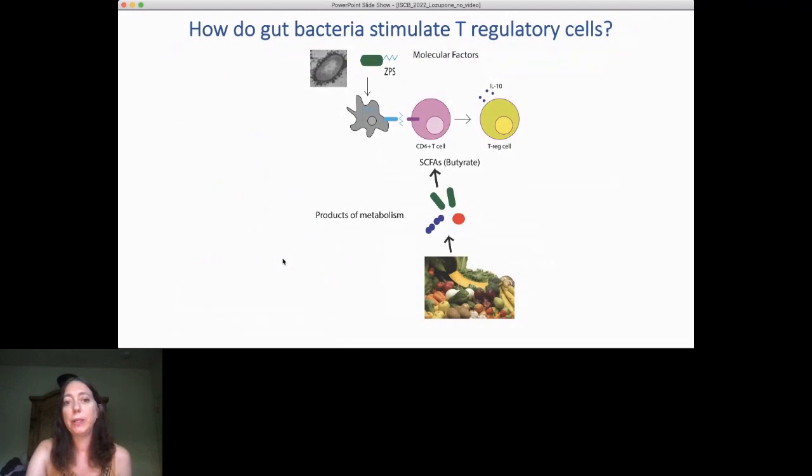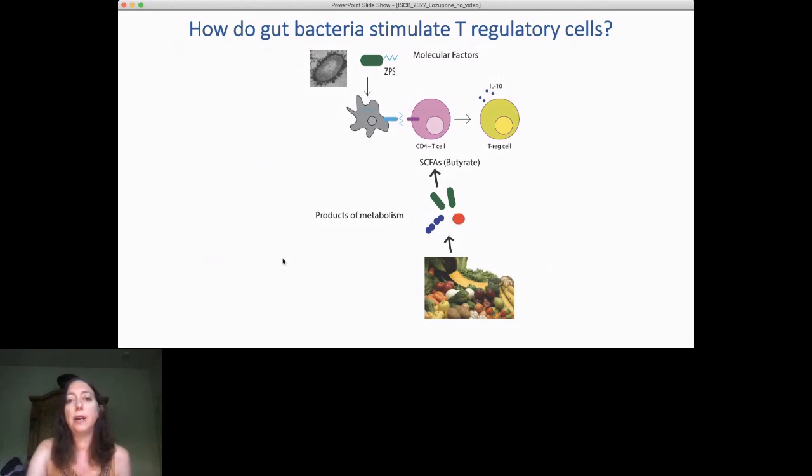Within these systems, we really want to understand how gut bacteria influence key immune cell populations. One key immune cell population we're interested in are T regulatory cells, because these are important cells for controlling pathologic inflammation, which is what we see in HIV and other diseases such as inflammatory bowel disease.